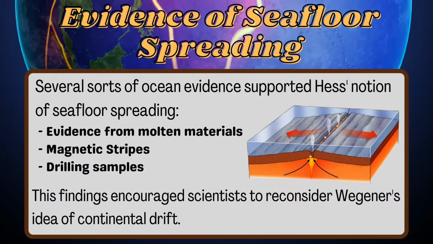Evidence of seafloor spreading. Several sorts of ocean evidence supported Hess' notion of seafloor spreading. Evidence from molten materials, magnetic stripes, and drilling samples. These findings encourage scientists to reconsider Wegener's idea of continental drift.